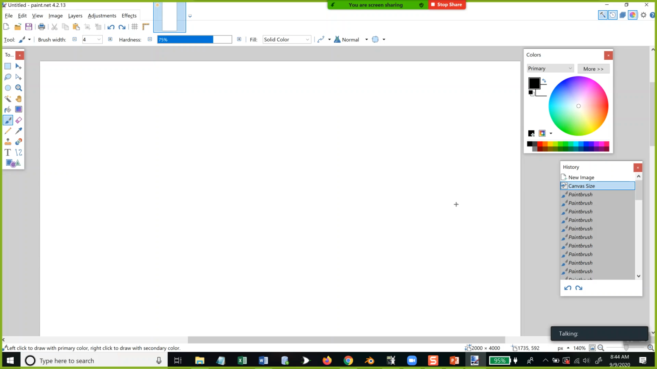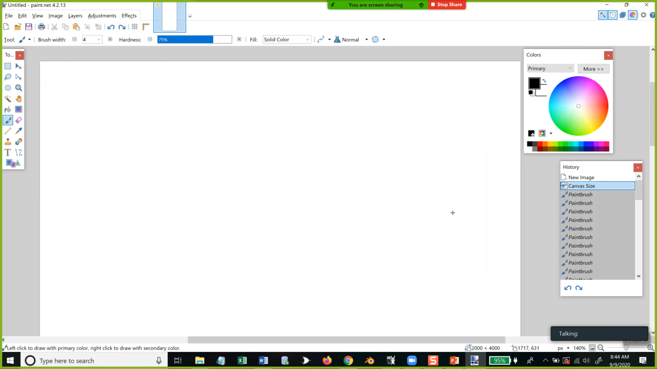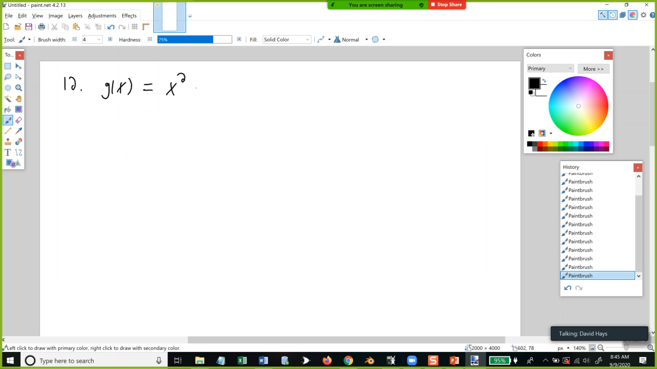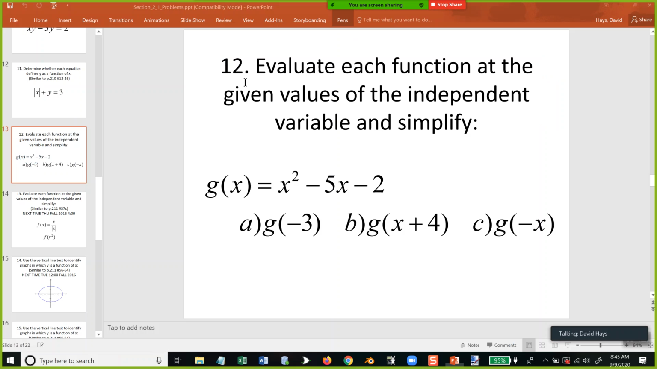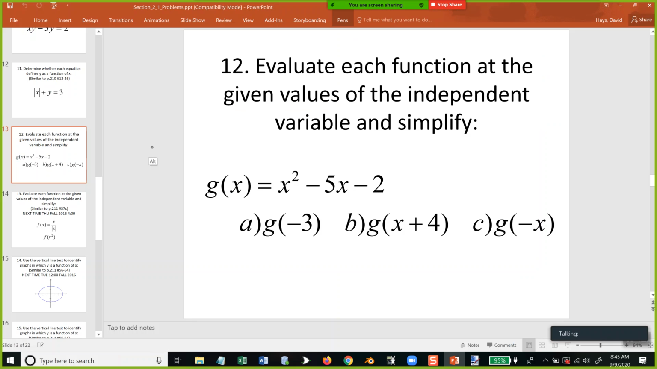Okay, so let's take a look at this problem here. g of x is equal to x squared minus 5x minus 2. And we want to find g of negative 3.